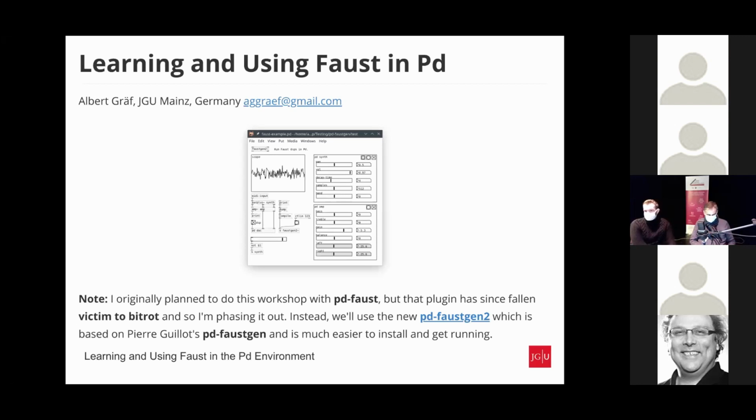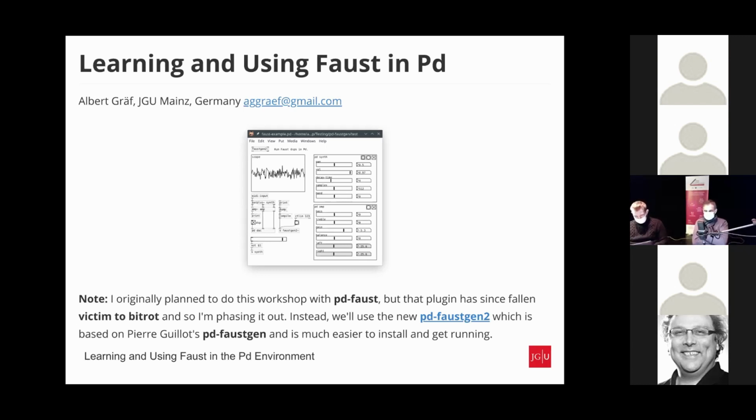So there are the links there to PD and to Purr Data, the version that I'm using here, and to PD Faustgen 2. So I originally planned to do this workshop with the older external I had, which is called PD Faust. But I have to admit that I haven't been able to work on Pure, which PD Faust is written in, for a while, and so it still uses a very old LLVM version, which isn't good if you want to use it alongside other stuff that uses a newer version. Then stuff keeps crashing. So I'm slowly phasing out PD Faust now.